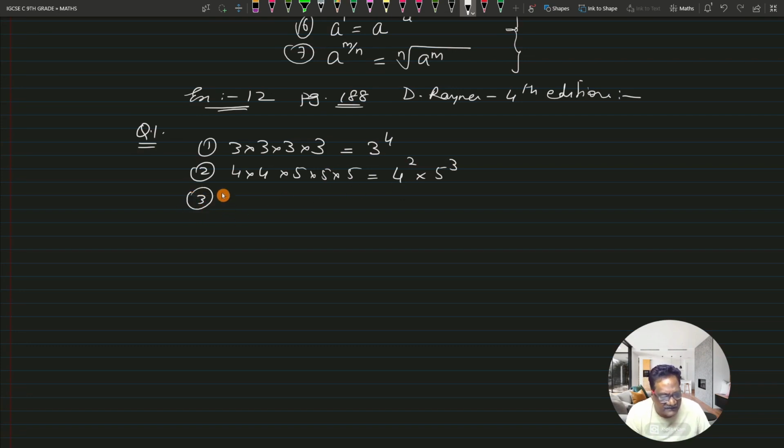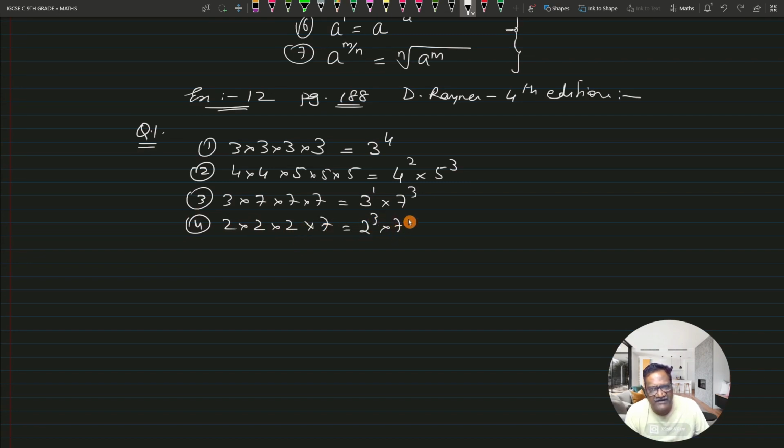The third one is 3 into 7 into 7 into 7. Now 3 is just a single number, so you can write 3 only, or you can write 3 raised to 1, and into 7 raised to 3, because 7 is multiplied 3 times. Fourth one is 2 into 2 into 2 into 7. This can be written as 2 raised to 3 into 7 raised to 1. If you don't write this one also, it doesn't make any difference. Okay. Fifth is 1 upon 10 into 10 into 10.